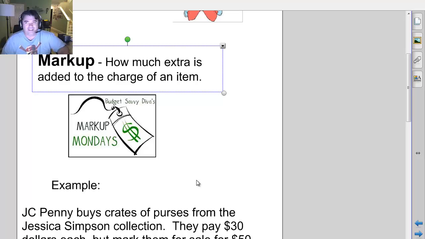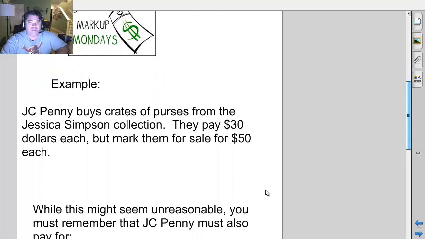Anyway, let's say that JCPenney buys these purses for $30 each. Now they're going to sell them for about $50 each. Now you might say, man, that's an awful big percent increase. And that's true, but you have to remember they have costs to pay for as well. This might seem unreasonable.